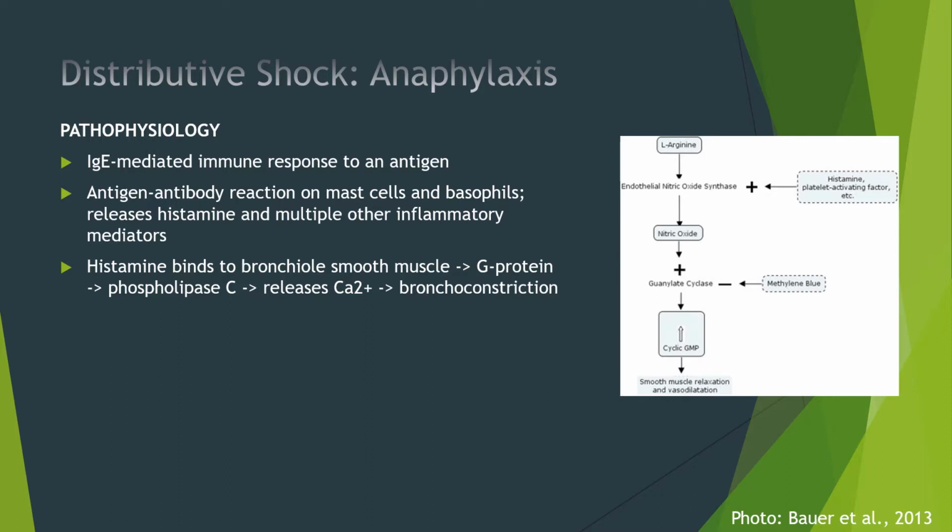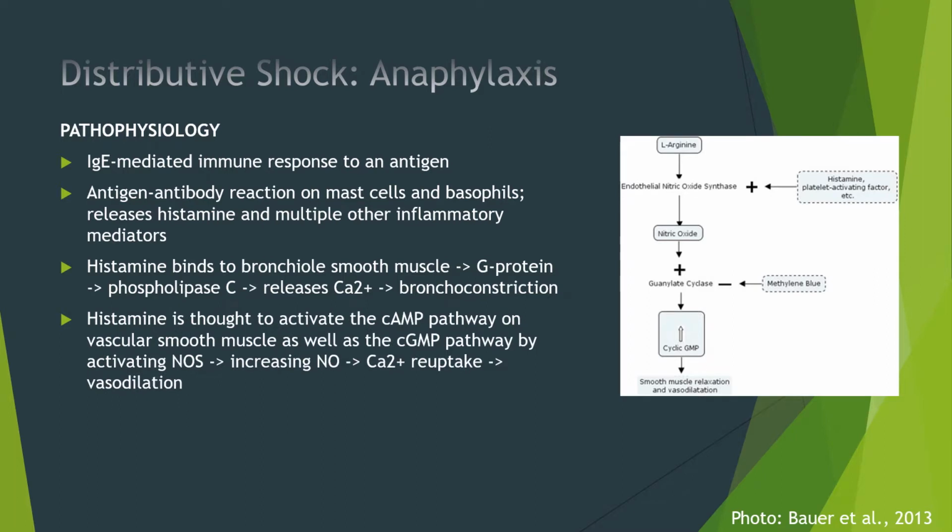Meanwhile, in the vascular system, histamine causes the opposite. It causes vasodilation. And it's thought to do this by activating the cAMP pathway, the cyclic adenosine monophosphate pathway, on the vascular smooth muscle wall, as well as activating the cyclic GMP pathway by activating endothelial nitric oxide synthase, which increases the amount of nitric oxide being produced. And nitric oxide itself then activates cyclic GMP, which causes calcium reuptake, meaning that less calcium is available within the cell for sliding filament muscle contraction, and that results in vasodilation.